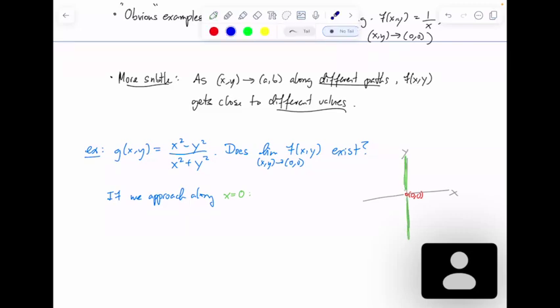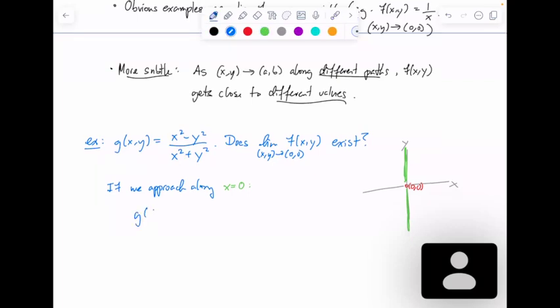So in this direction of approach, let's see what this function is. We plug in g(0, y), which is equal to minus y squared over y squared, which is equal to minus 1. So this is now a single variable function of y, and now the limit of g(0, y) as y approaches 0.